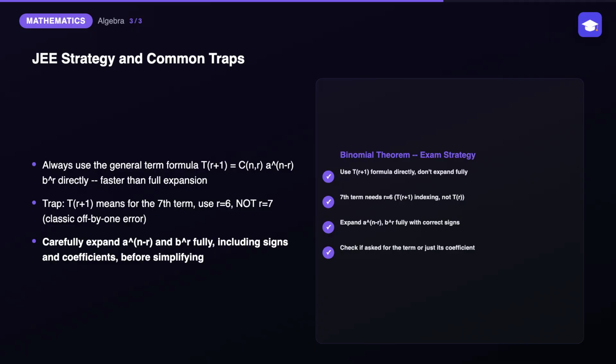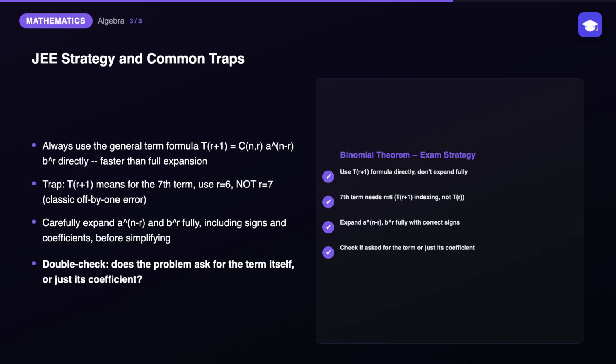Also remember that when a or b themselves are negative, or contain additional variables and coefficients of their own, you must correctly expand the entire term a to the power n minus r, and b to the power r, completely and carefully, including all of their own respective signs and coefficients, before simplifying the final answer.